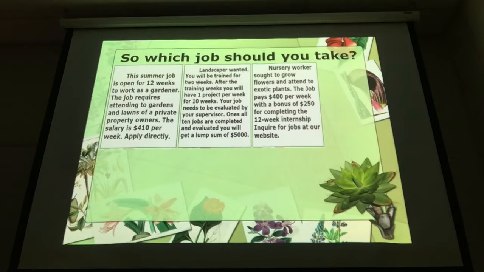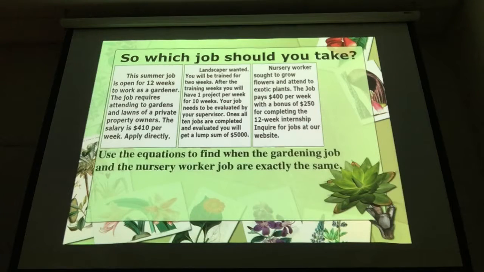Okay, so here's the question. Use the equations to find when the gardening job and the nursery worker job are exactly the same. Okay, so just to give you a reminder from the last slide, the gardening job was Y equals 410 times X. The nursery worker job was Y equals 400X plus 250. Now, the thing is, we want to know when they're going to be the same. All right? What specifically? Well, we want to know when Y and the other Y are going to be the same amount of money. The way you do this is you have to figure out how many weeks.